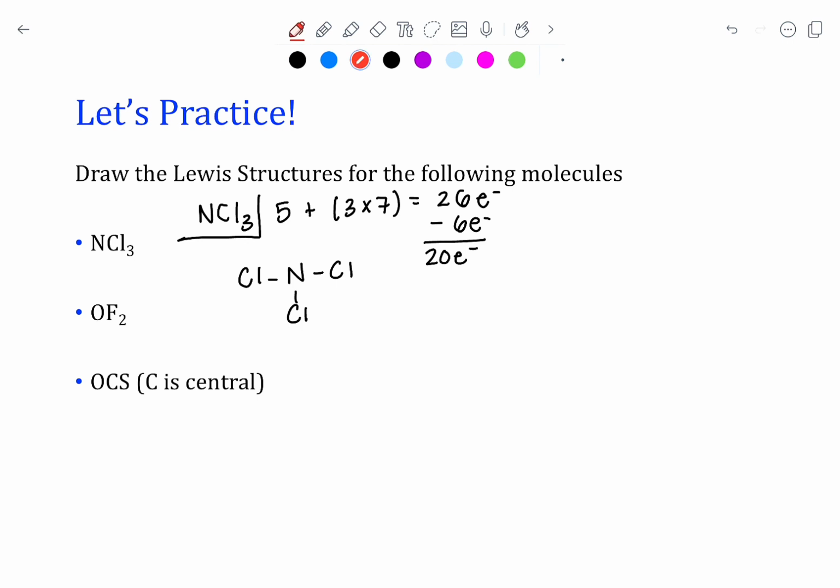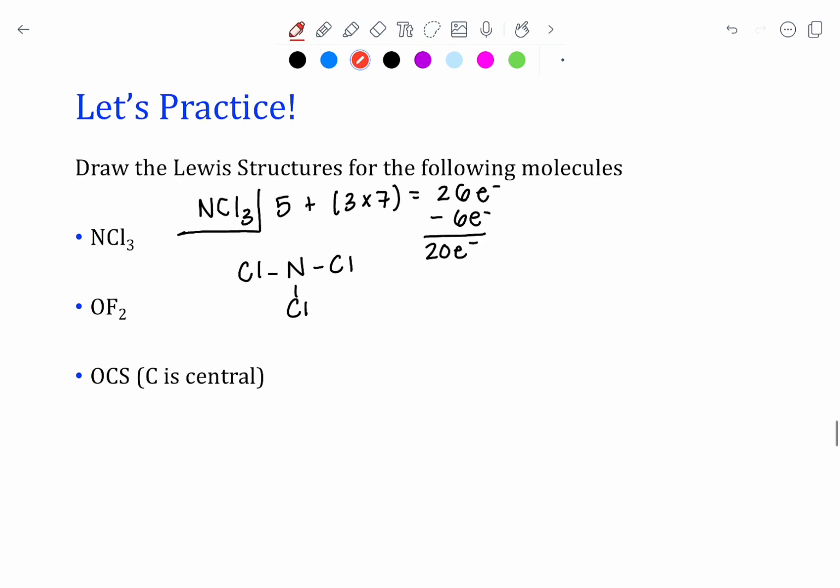My next step says to complete my octets of my surrounding atoms by placing my excess electrons as lone pairs. So all of my chlorines only have 2 electrons right now. They need another 6. So let's use some of these 20 electrons to complete our octets. So I have to do 1, 2, 3, 4, 5, 6, 7, 8, 9, 10, 11, 12, 13, 14, 15, 16, 17, 18.